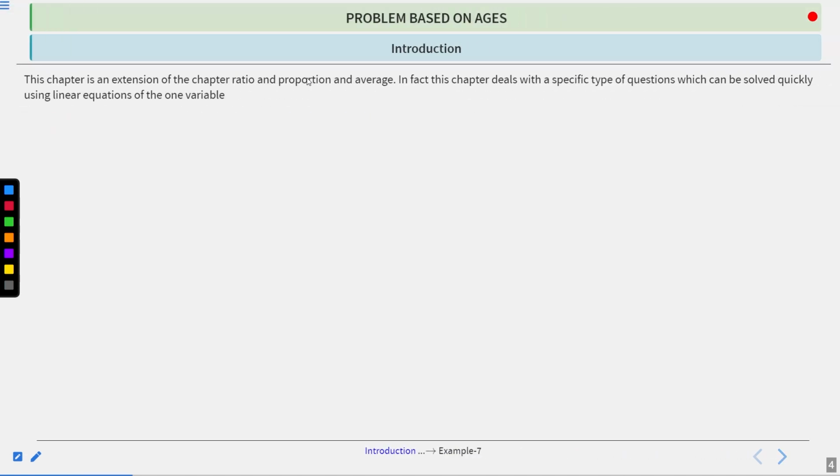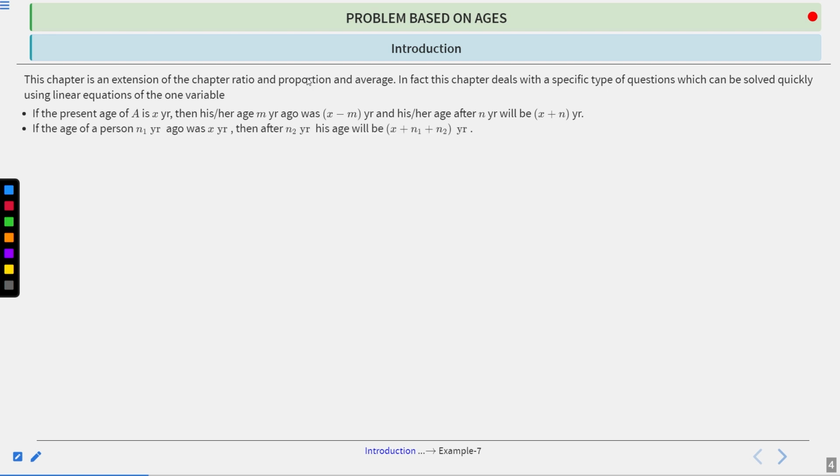Now, introduction of this chapter. This chapter is an extension of the chapters ratio and proportion and average. In fact, this chapter deals with a specific type of question which can be solved quickly using a linear equation of one variable. If the present age of A is X years, then her age M years ago was X minus M years, and her age after N years will be X plus N years.